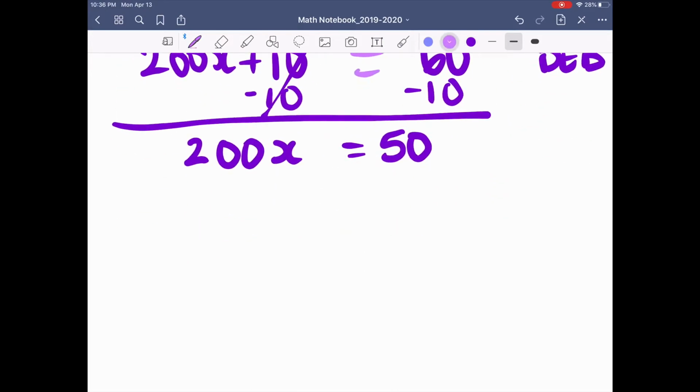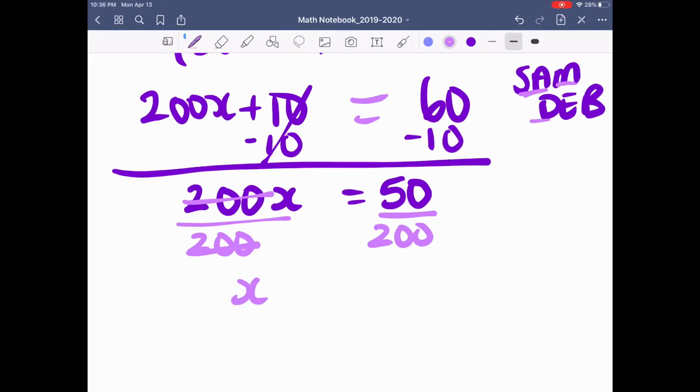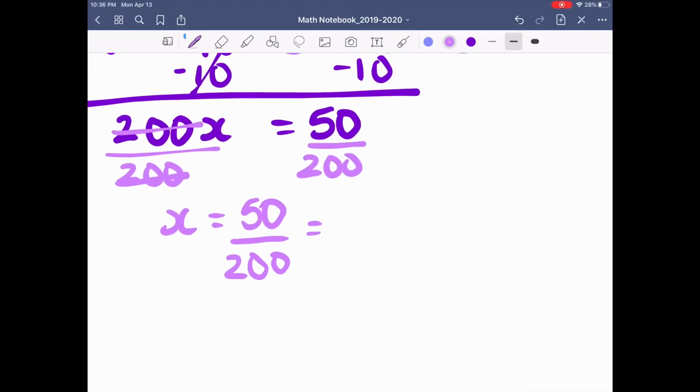And now, after the addition and subtraction, you have to do multiplication division. So divide by 200, divide by 200. These cancel. So x is equal to 50 over 200. Now, of course, you can simplify. You can divide them both by 50, which gives you 1 over 4.